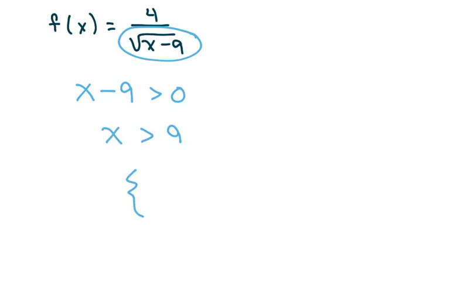Your domain, therefore, is x, all real numbers, but all the values must be greater than 9. You plug in 9 in here, you're going to get 0. So it can't be 9, but it could be 9.1. So it's all those real numbers.